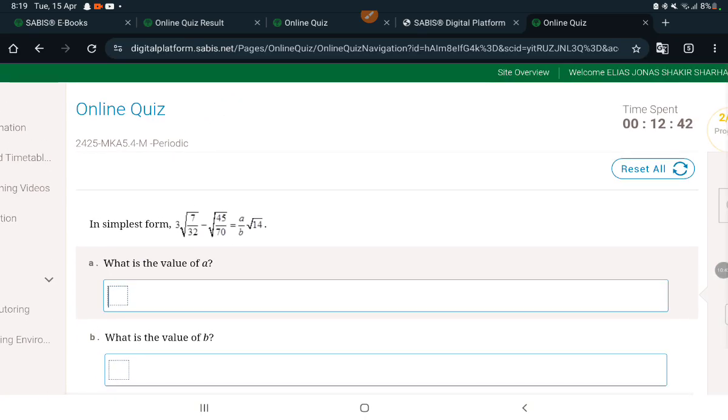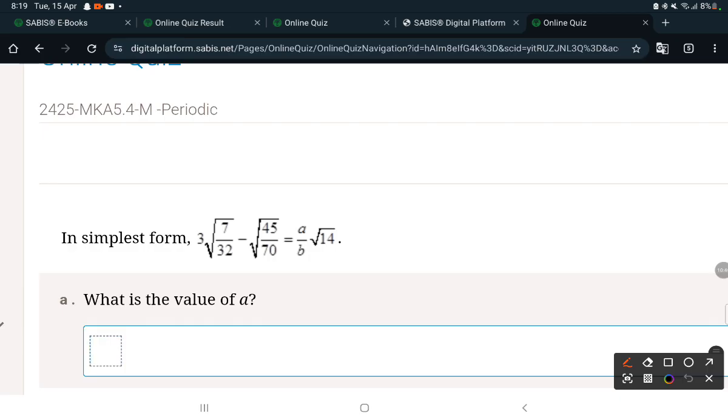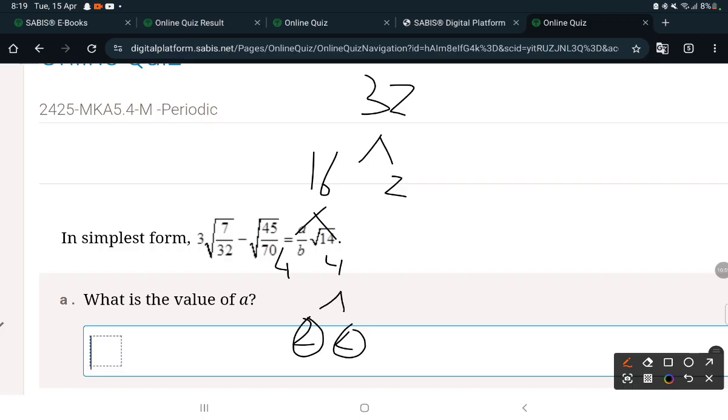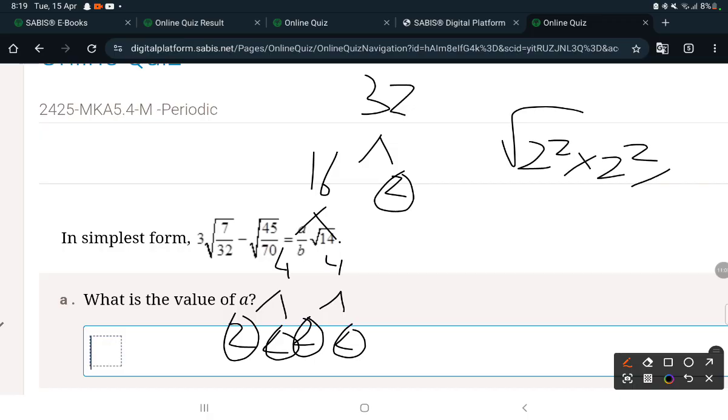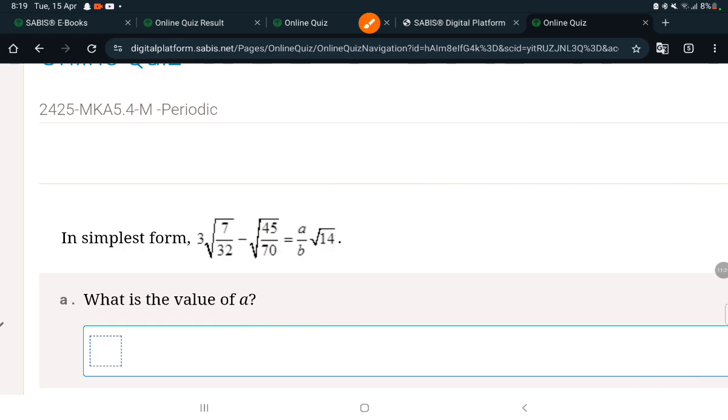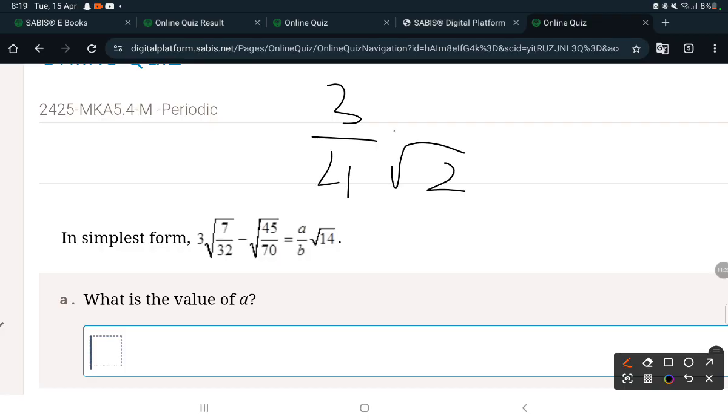Okay, so for this question, I see a lot of people struggling. As I said, first thing we do is prime factorize. 32 turns into 16 and 2, 4, 4. So we have 2 squared multiplied by 2 squared multiplied by 2. So we take out 2 multiplied by 2, which is just going to be 4, and then we leave the radical 2 inside. So it's going to be 3 over 4 radical 2 over radical 7.